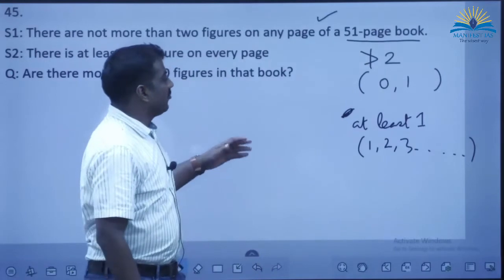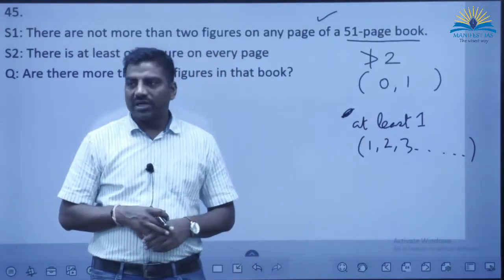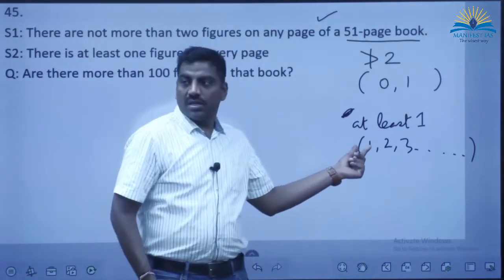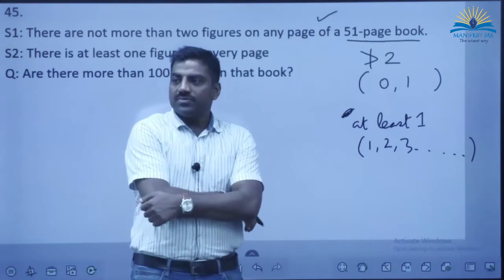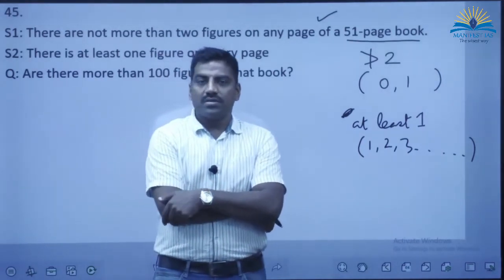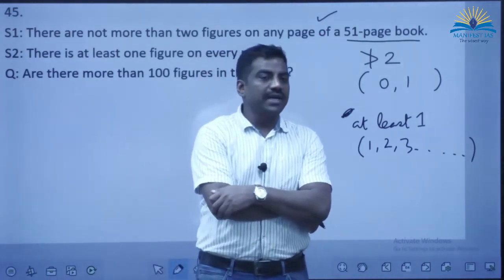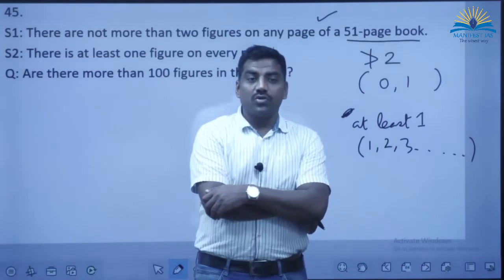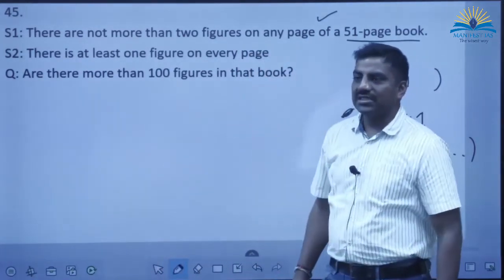What is the possibility of number of figures? At least 1. If there is 1 figure every page, how many figures will we get? 51. If there are 2 figures every page, how many figures will we get? 102. Now tell me, are there more than 100 figures in that book?